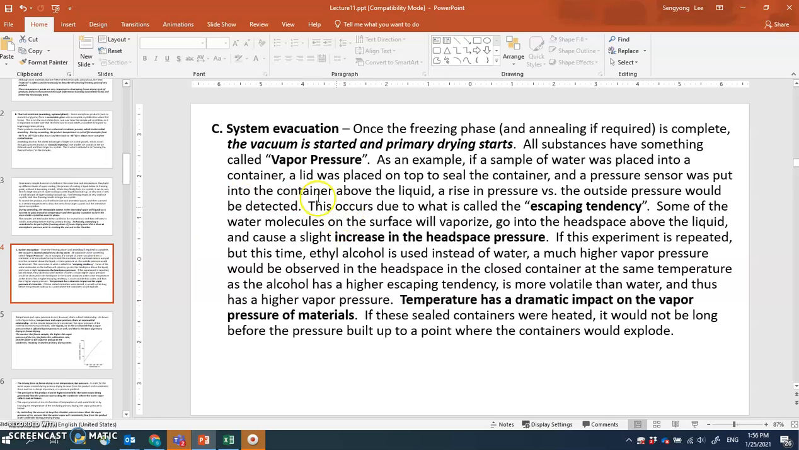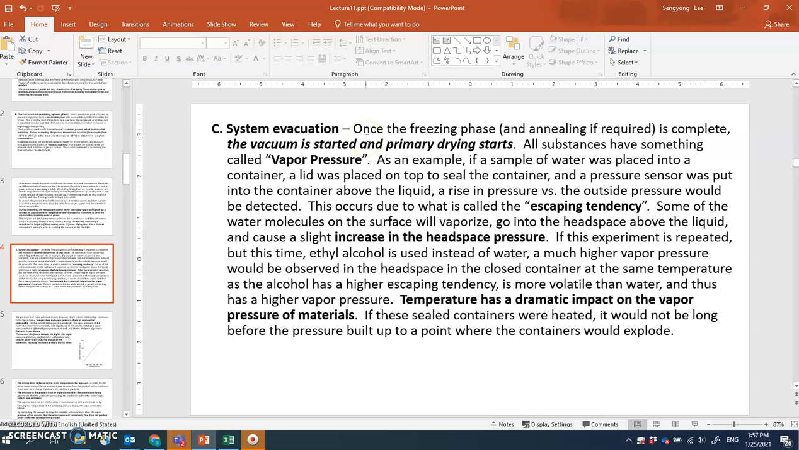Okay, once your drug is frozen, in maybe a eutectic or crystalline glass condition, then you can start pulling vacuum to remove water, right? Sublimation can take place. So vacuum pulling is the third step: system evacuation. So what's evacuated? It's the water, evacuated in vapor form, right? So that's the third step.